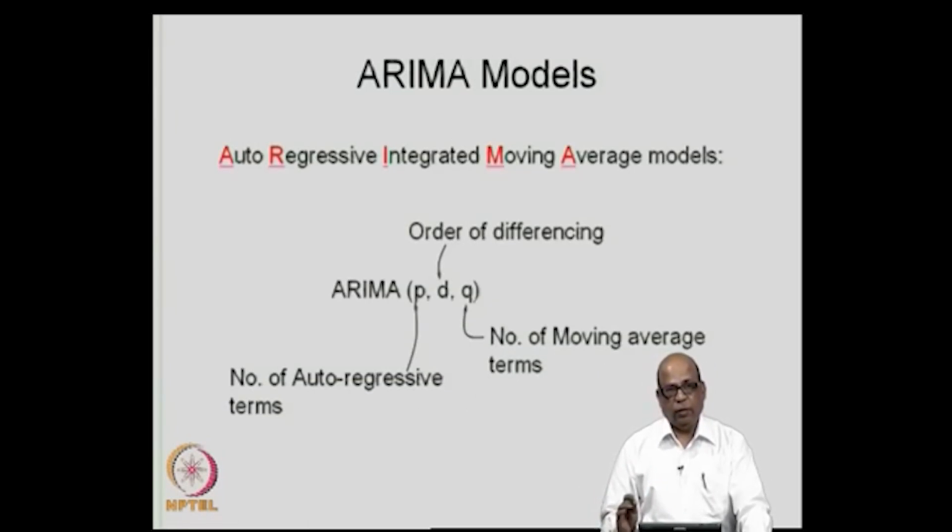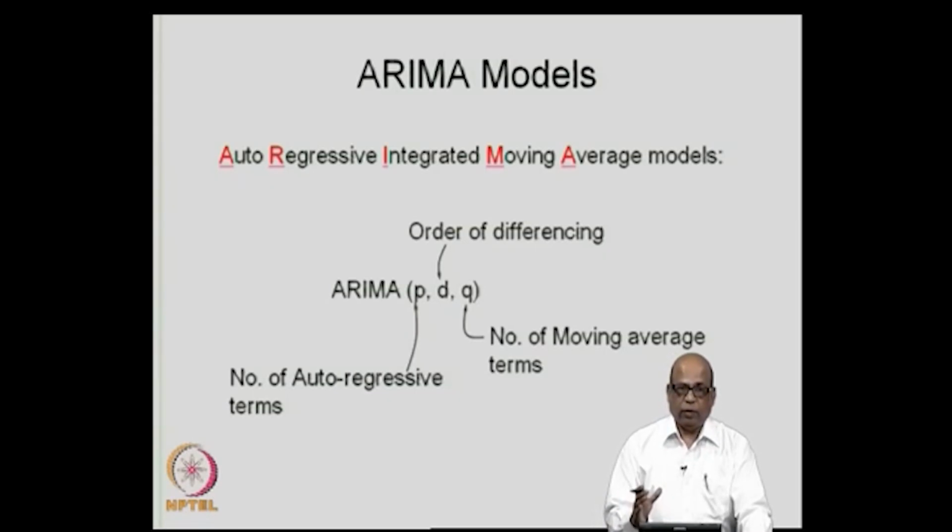In general, we write the ARIMA model as ARIMA P D Q. It means that corresponding to autoregressive, you have P number of terms. The order of differencing is denoted by D and the number of moving average terms is Q. So, ARIMA P D Q indicates you have P number of terms of AR, the order of differencing is D and the number of MA parameters is Q. So, this is the general notation that we follow for any ARIMA model.